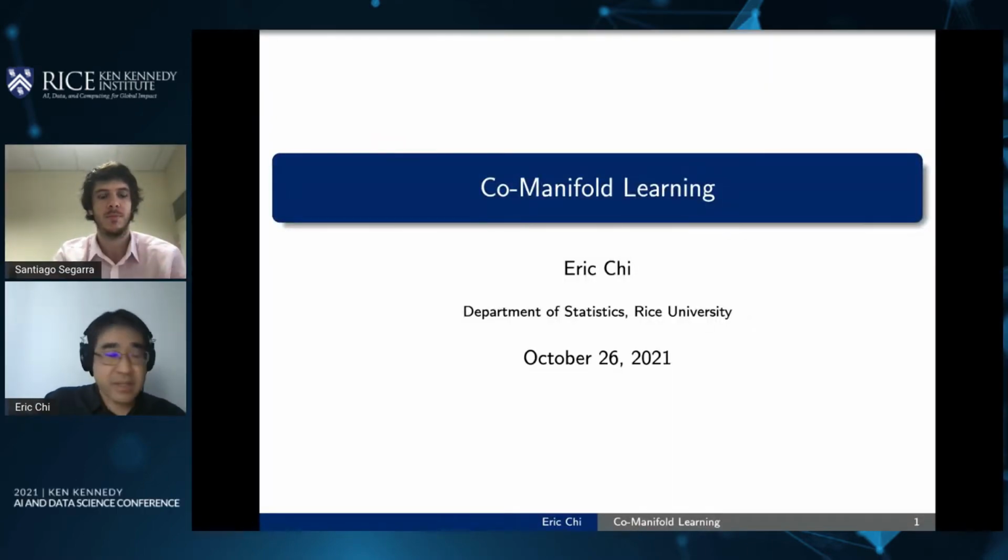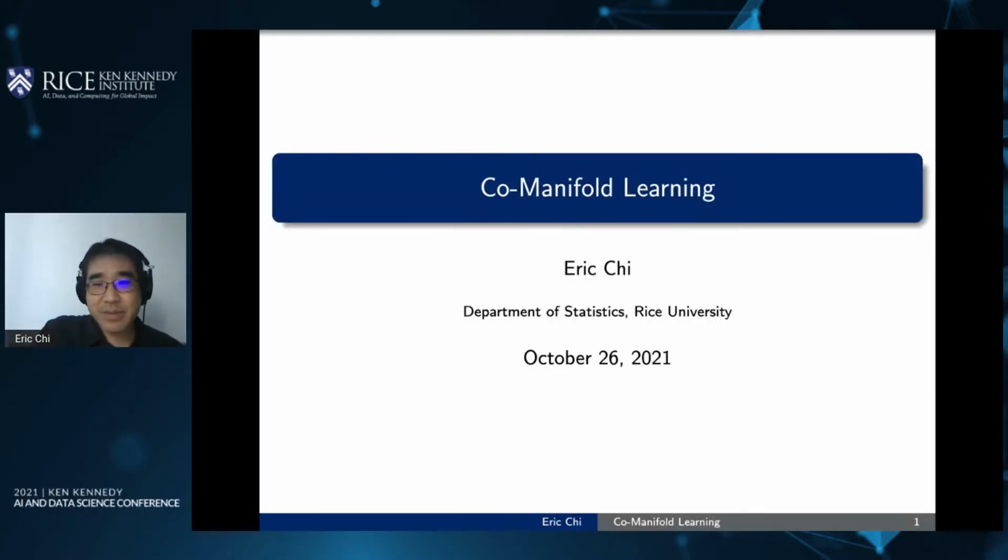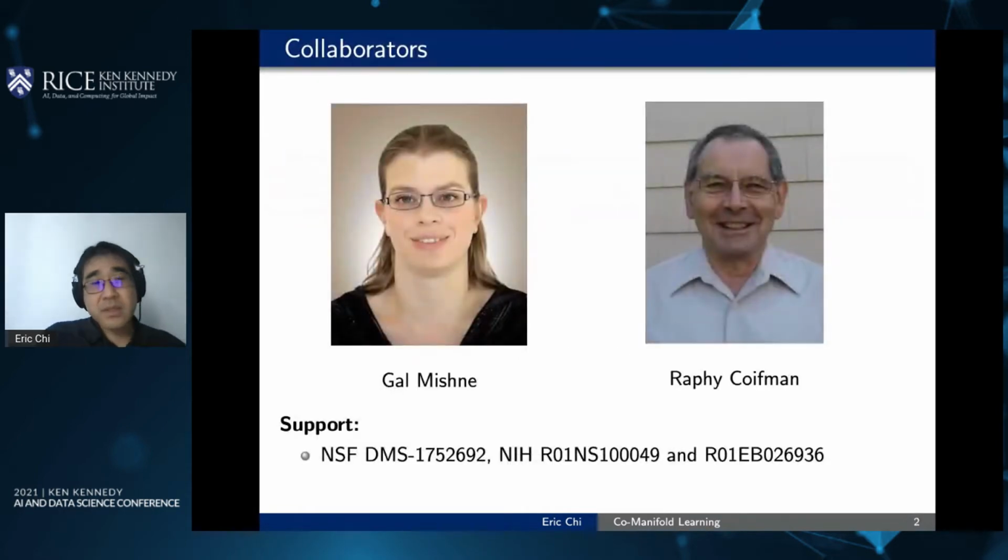So I am an associate professor in the statistics department here at Rice. And today I'll be talking about a new way of doing dimensionality reduction on your data matrices. This is joint work with my collaborators Gal Mishne at UC San Diego and Rafi Coifman at Yale.